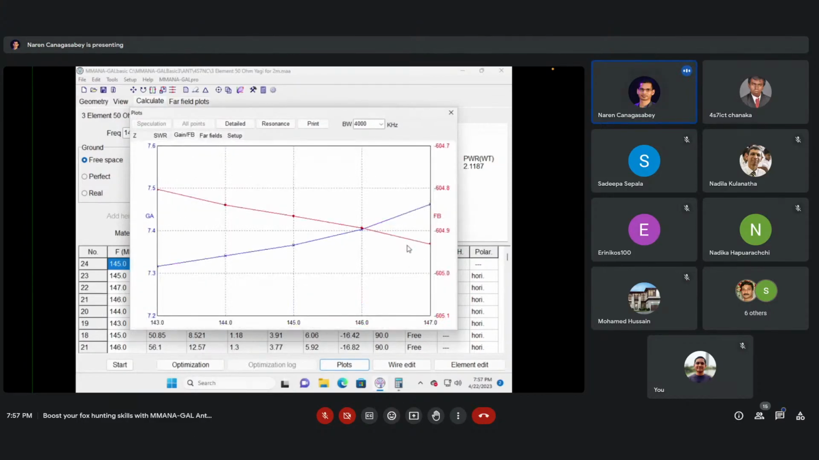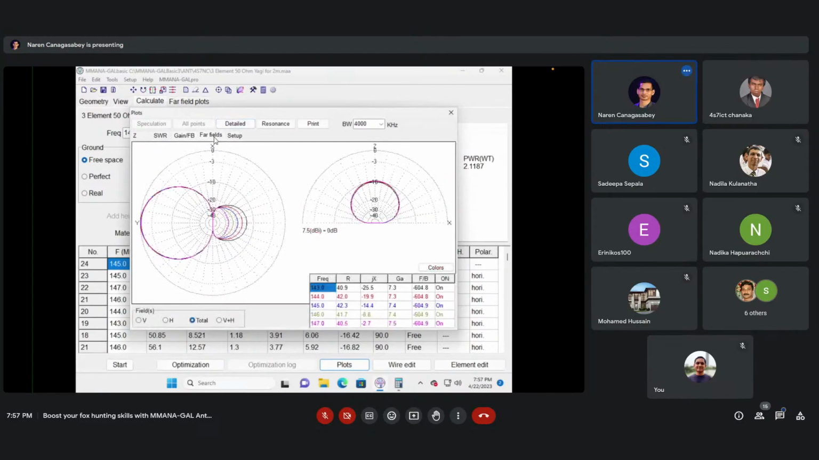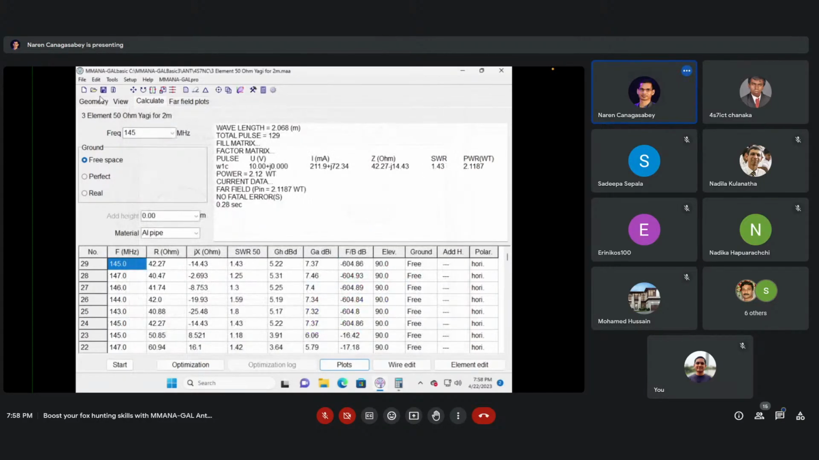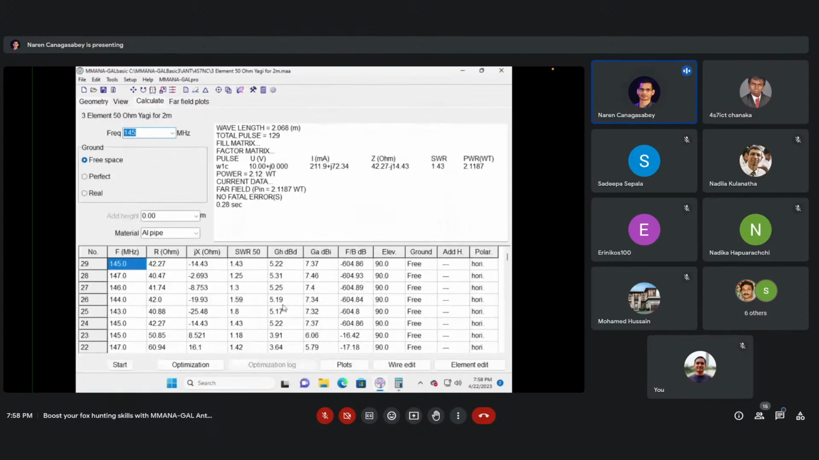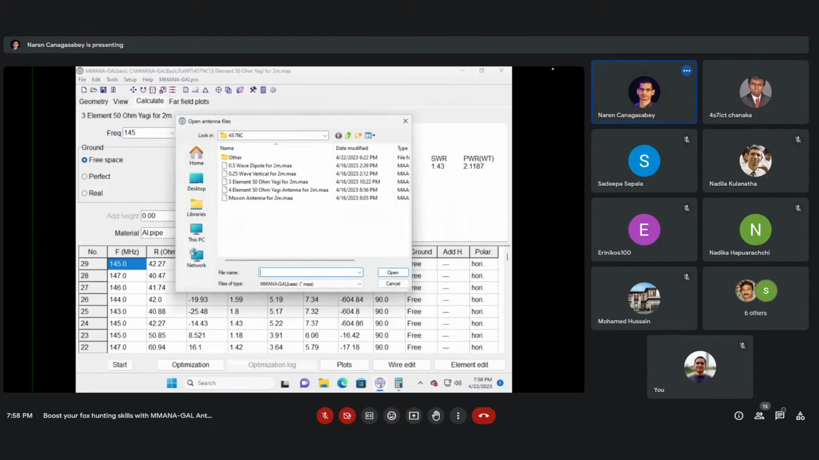Again in the front to back. Here you see the pattern. So by playing around with these dimensions and using this SWR plot, you'll be able to design or optimize your antenna for the desired frequency. Okay, so moving on.